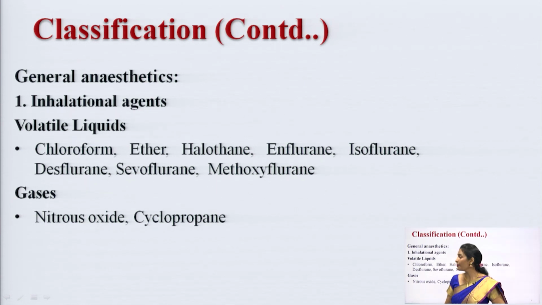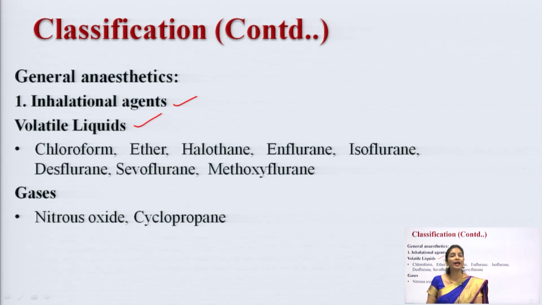In the previous slide I explained the inhalation anesthetics. One of the subheadings was volatile liquids. What are the volatile liquid general anesthetic drugs you are going to use here? Chloroform, ether, halothane, enflurane, isoflurane, desflurane, methoxyflurane, all these are the drugs which fall under volatile liquids. What about gases? Nitrous oxide, cyclopropane, these are the drugs which fall under gaseous inhalation anesthetics.